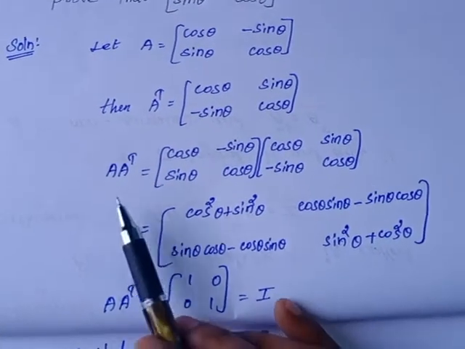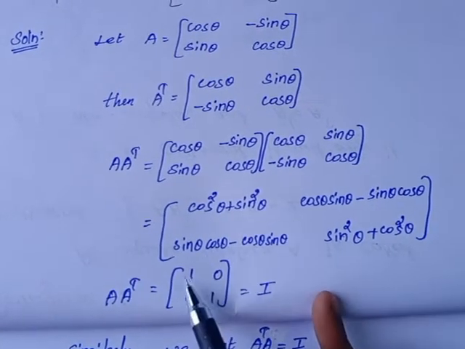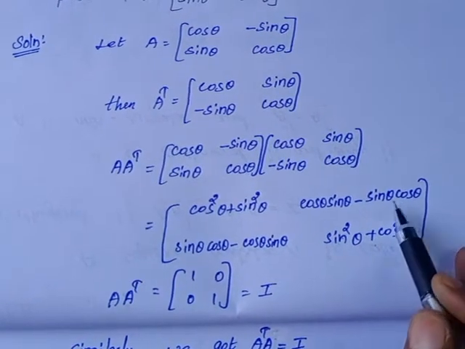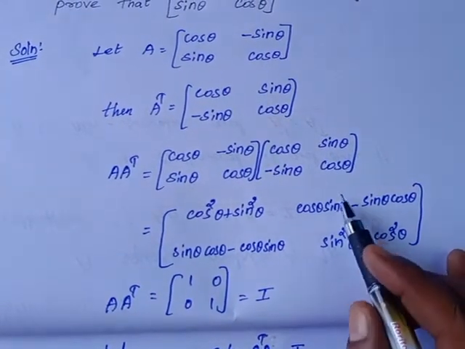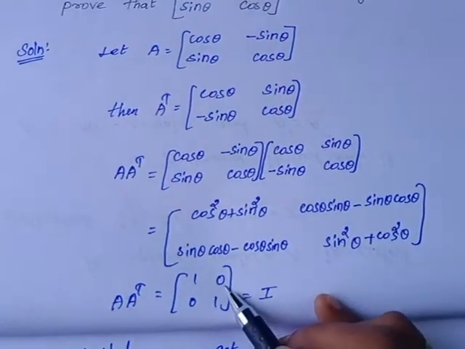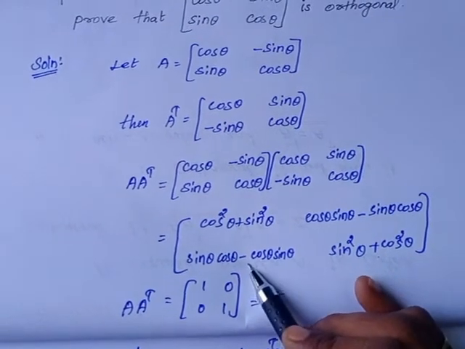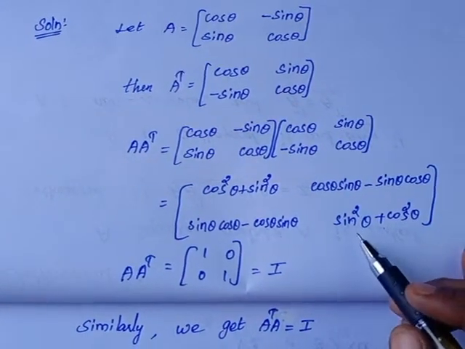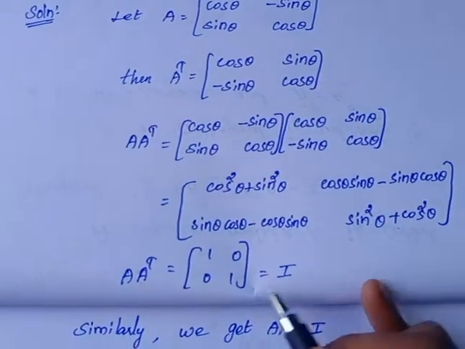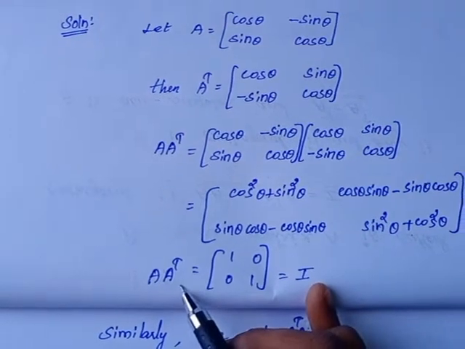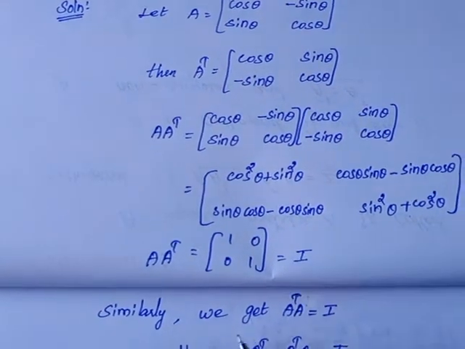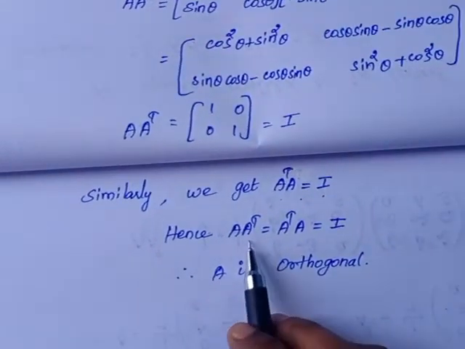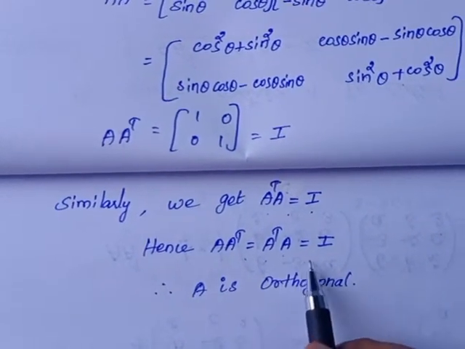So A into A transpose is cos square theta plus sin square theta, value is 1, and cos theta sin theta minus sin theta cos theta, both the terms are same but the sign is changed, so we cancel this term. We get the answer is 0. The same, sin theta cos theta, here minus sin theta cos theta, so the term will be eliminated, and sin square theta plus cos square theta value is 1. So A into A transpose is an identity matrix. Similarly we get A transpose into A equal to I. So hence A is orthogonal.